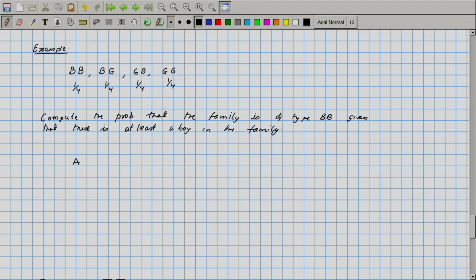Okay. Our event A, the event on which we are conditioning, consists of BB, BG, GB. In other words, this means the family has a boy child, and the event we are interested in, let us call it C, would be just BB.